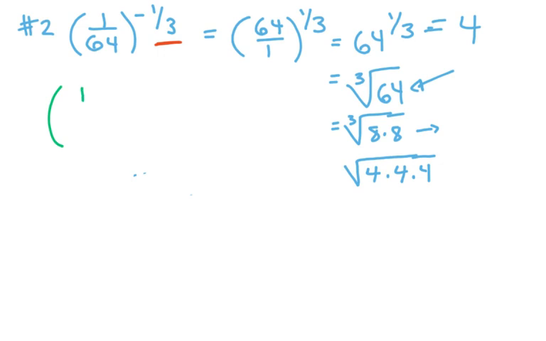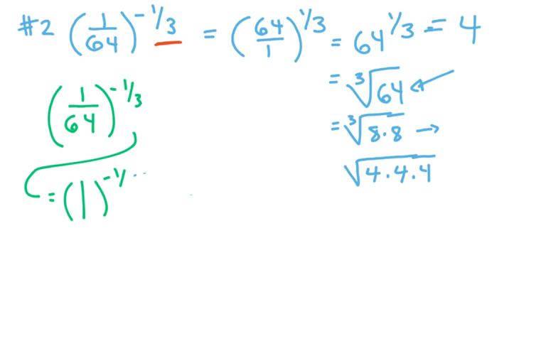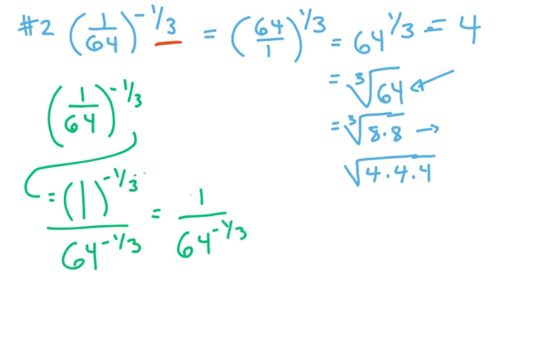So if I have 1 over 64 to the negative 1/3 power, I can get rid of my parentheses first. That's 1 to the negative 1/3 over 64 to the negative 1/3. Now 1 to the 1/3 is just 1. 64 to the negative 1/3, well, that's difficult. But to make that a positive exponent, I change its position relative to the divides bar. So that means put it up top. It's 64 to the 1/3 power.